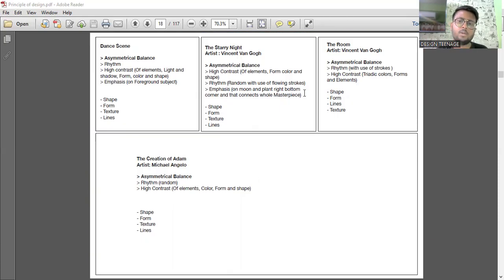Rest of the design principles, whatever is written over here, we will go into that in due course of time, not really now.